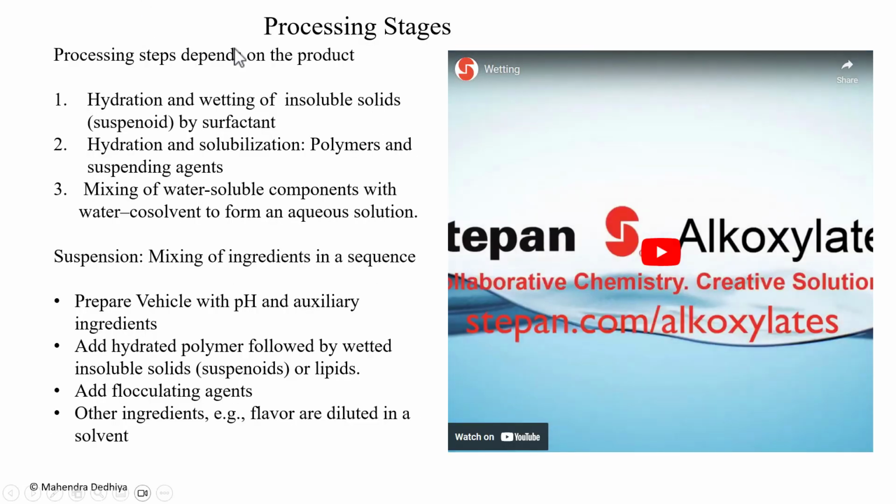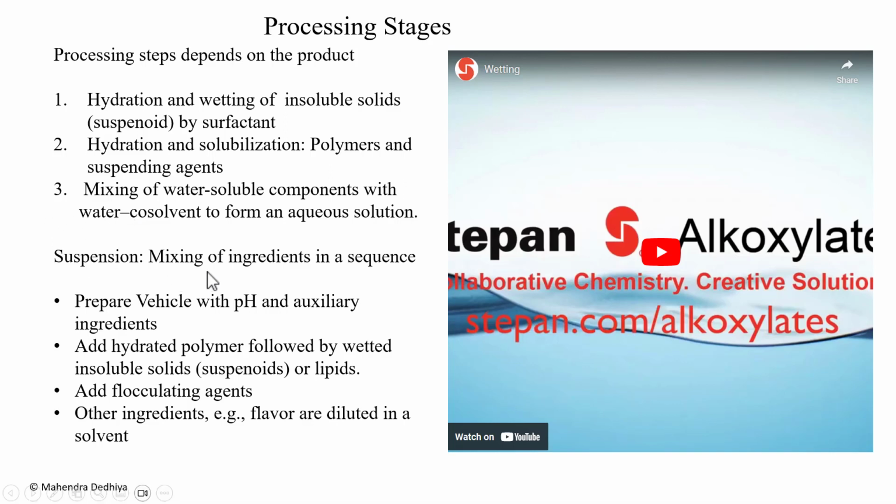So processing stages for suspension depend obviously on the product. However, there are some key elements. Hydration and wetting of insoluble solids using surfactants or polymers. Hydration and solubilization of polymers and suspending agent. Mixing of water-soluble components to form aqueous solution. Solvent and co-solvents are selected based on pre-formulation and formulation data.